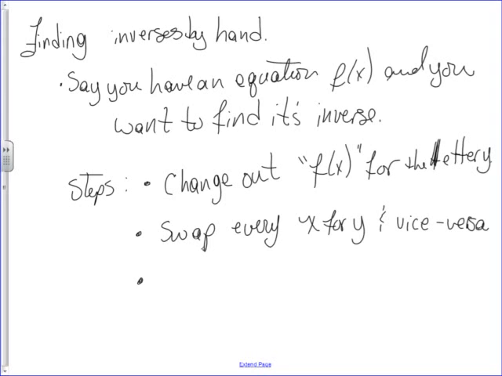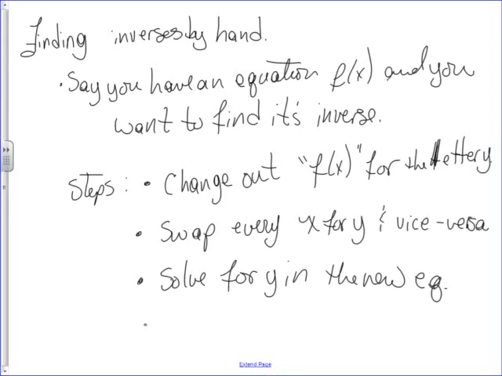Step 3, solve for y in the new equation. So you have x equals this function in terms of y. You're going to solve that new function for y, so you have y equals your function again.